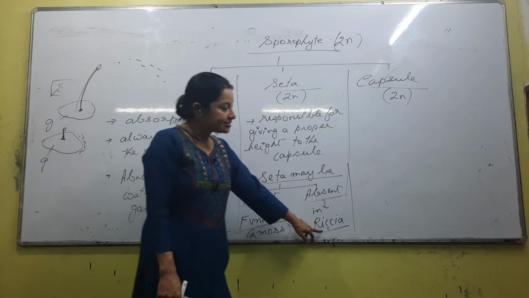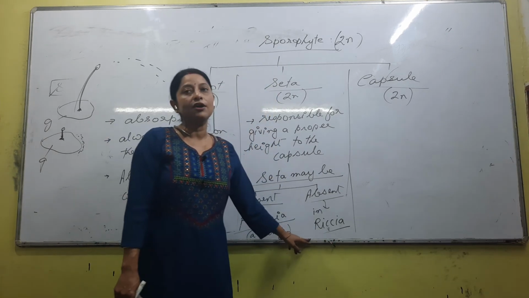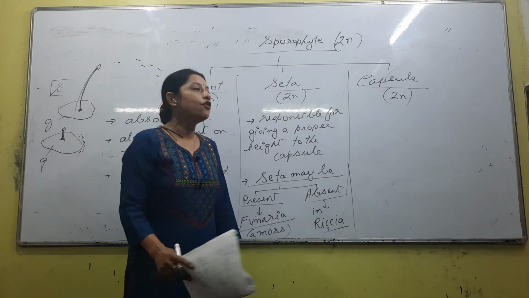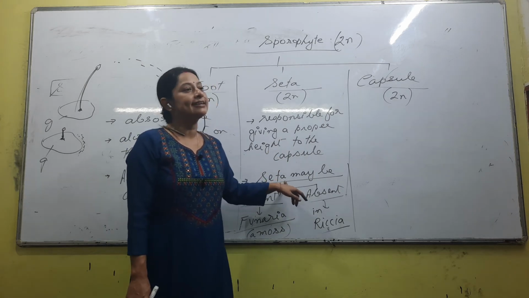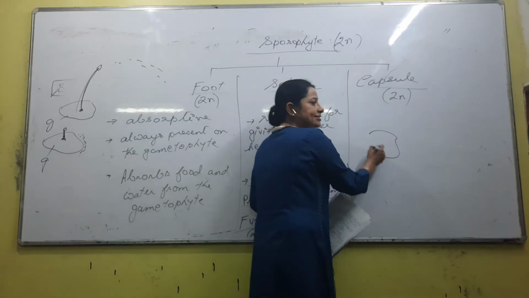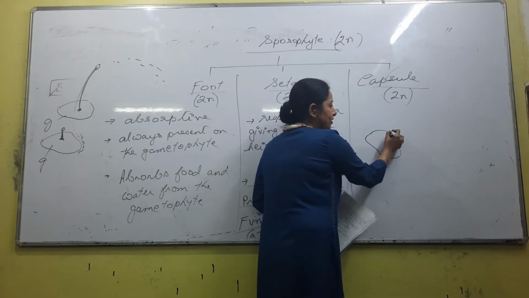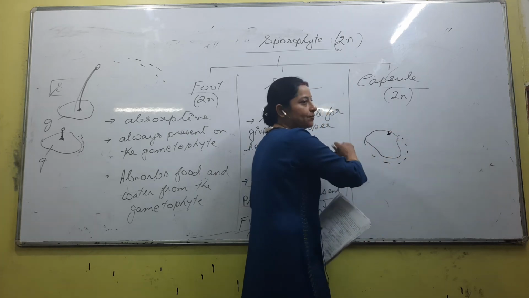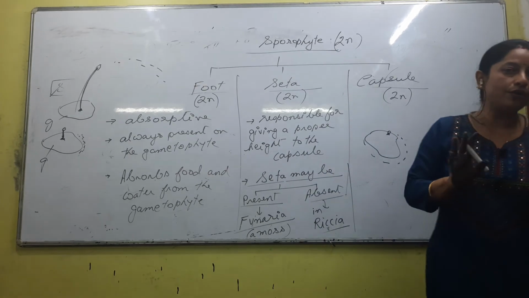But if you are talking about Riccia, Riccia is an example of a lower bryophyte. In this case, the sporophyte is not well formed. There is no seta. So it will just have the foot, and on the foot, suppose this is the Riccia, there will be the foot, and above the foot there will be the capsule. So as a result, it will be in the soil. If it develops in the soil, okay, now listen to me.